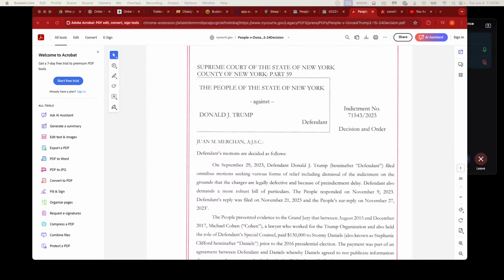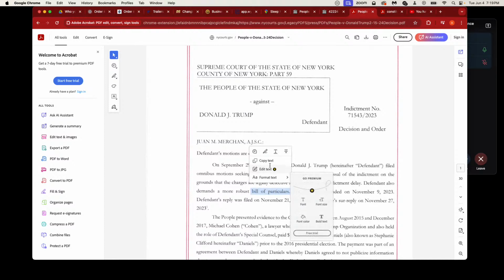So let's read it. It says defendants' motions are decided as follows. On September 29, 2023, defendant Donald J. Trump, hereinafter defendant, filed omnibus motions seeking various forms of relief, including dismissal of the indictment on the grounds that the charges are legally defective and because of pre-indictment delay. Defendant also demands a more robust bill of particulars. The people respond. Y'all, let's look that up. What is a bill of particulars?